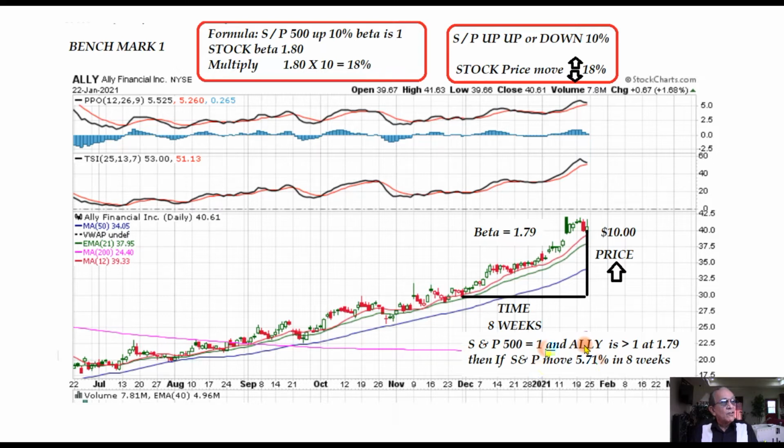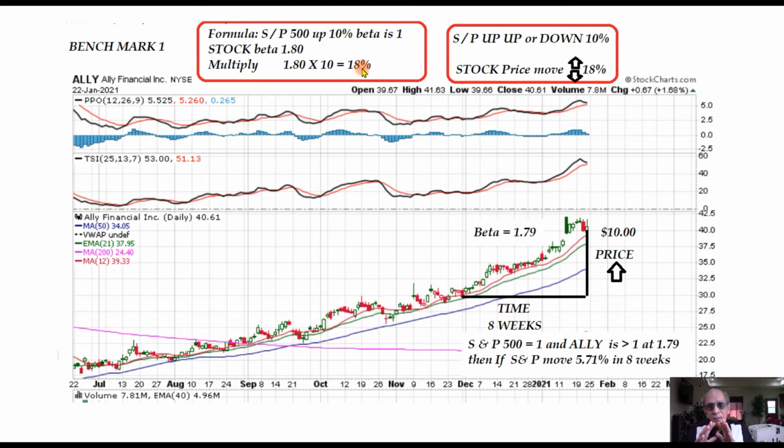However, the stock that we have here, Ally, has a beta of 1.79. For simplicity, we put 1.80. So if we take 1.80 and multiply it by the 10% that the S&P 500 has moved up in the last 8 weeks or whatever, that means your stock will have gained 18%. So if your stock is tracking the S&P 500, when the S&P 500 moves 10%, your stock will gain 1.8 times that, so you're making 18%.